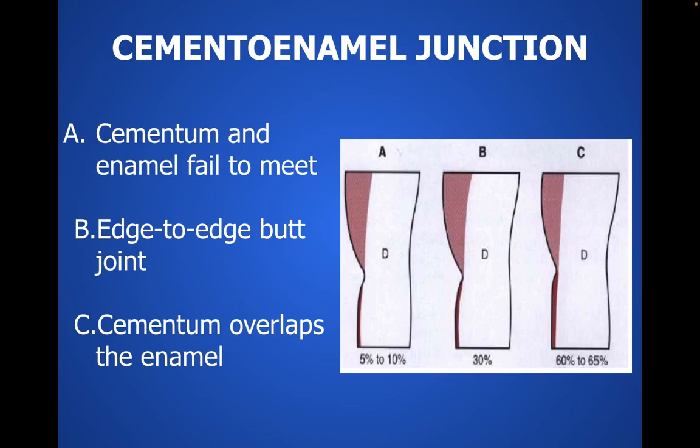What is the cemento-enamel junction, which we also refer to as CEJ clinically when you are seeing a case? Cementum and enamel failing to meet is type A, and it is generally found in 5 to 10% of the population. Edge-to-edge butt joint, which is also referred to as the butt joint, is generally seen in 30%, type B, as you can see in the diagram. Cementum overlaps the enamel in type C, which is most commonly found and has been seen in 60 to 65% of the cases.